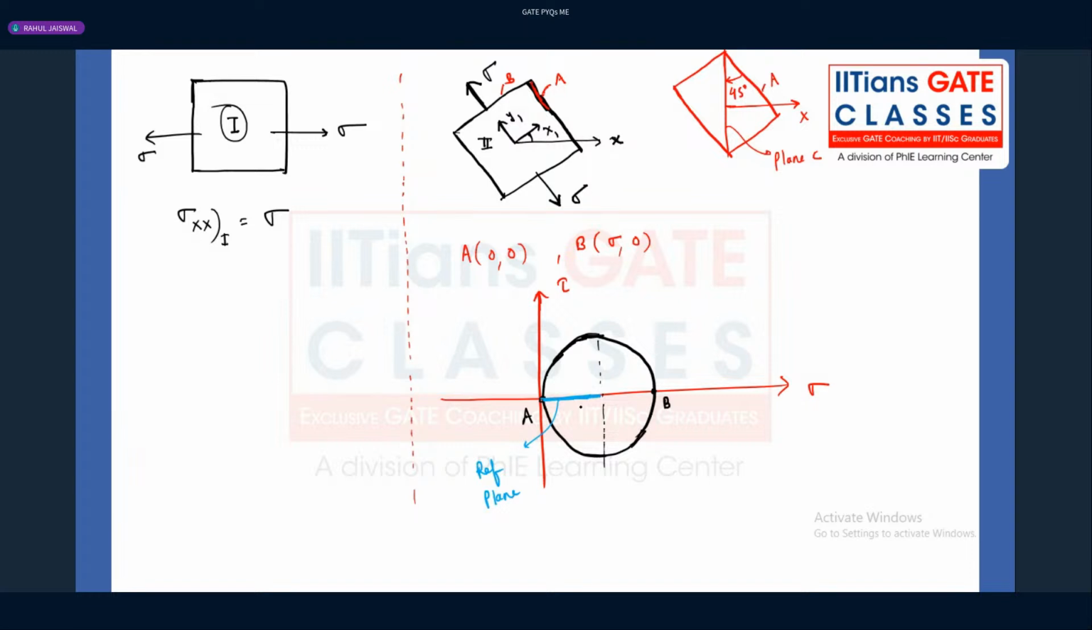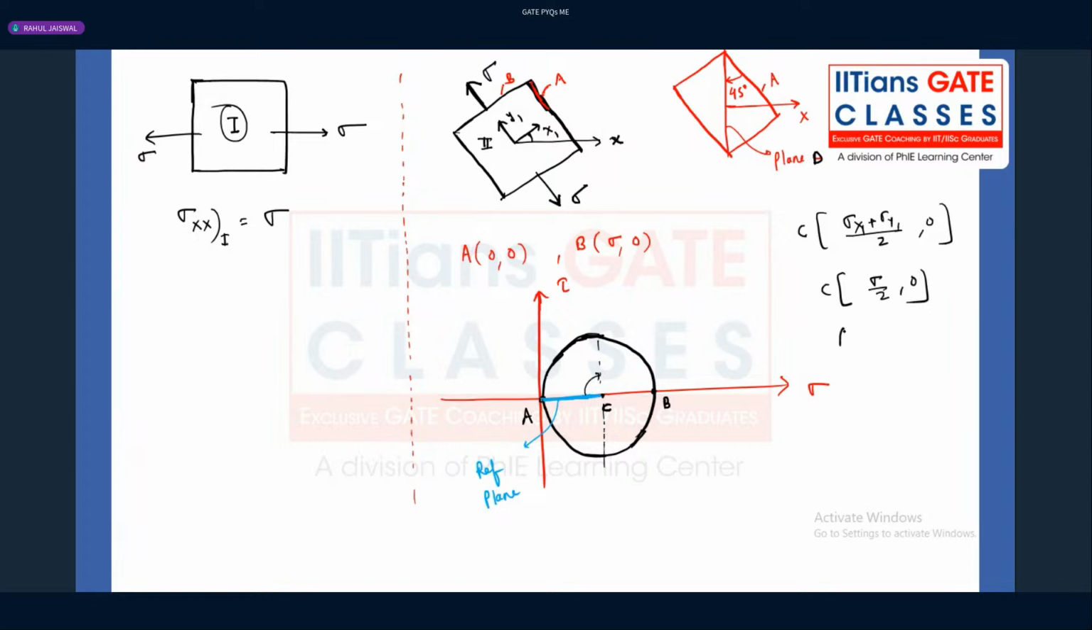Now try to rotate 45 degree clockwise. So you are going to get what? 45 degree from the reference plane. This is, let's say, the center of the circle. Let me call this plane D, for example, and this is the center of the circle. The center of the circle is what, guys? Sigma x plus sigma y by 2, comma 0. But here they have given sigma x1, sigma y1, so I'm writing sigma x1, sigma y1. So what is the Mohr circle center? It will be sigma by 2, comma 0. So definitely, what is the radius now?